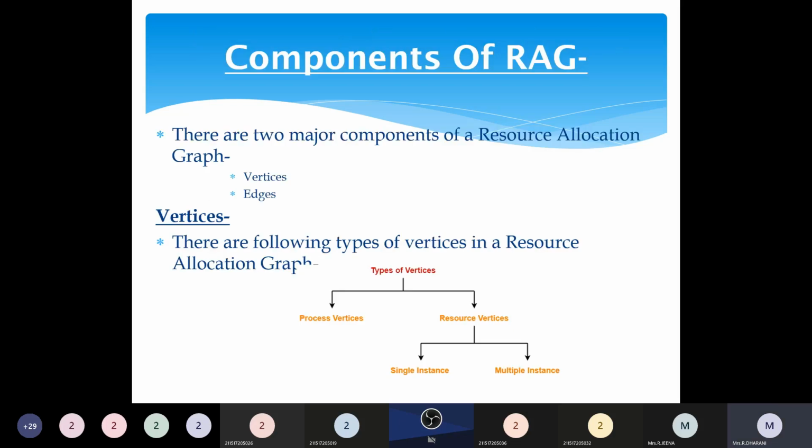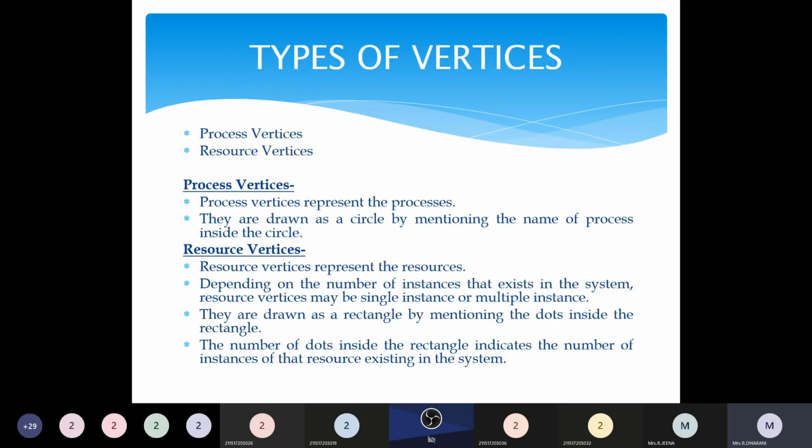Okay, there are two major components of resource allocation graph: vertices and edges. Since it is a graphical representation, obviously we have vertices and edges. Let's see what vertices and edges mean. The vertices have two types: process vertices and resource vertices. Resource vertices are further classified into single instance and multiple instance. Vertices represent processes and resources.